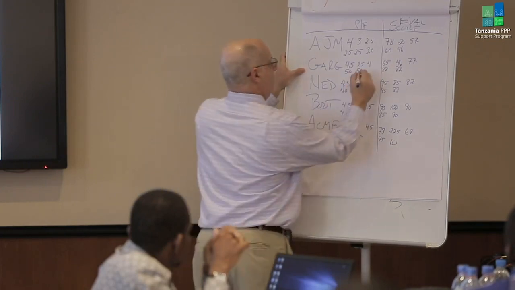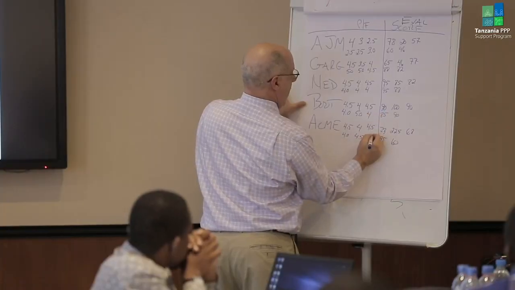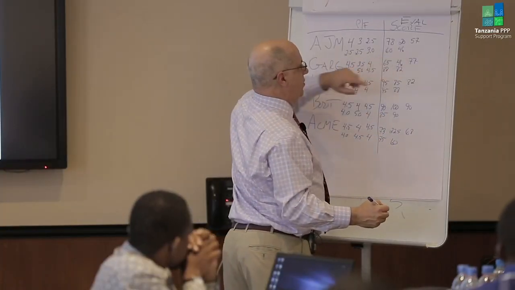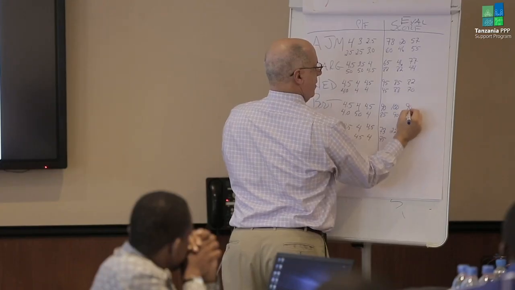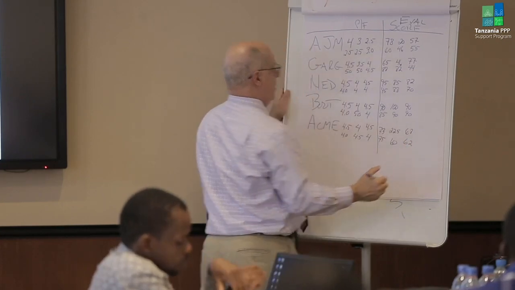4.5. Okay. Then 4. 4, yep. 4. Yep. And 4. Okay, and then going down the evaluations? 55. Okay. 44. Okay. 70. Yep. 90. Okay. 62. Okay. So, first things first.